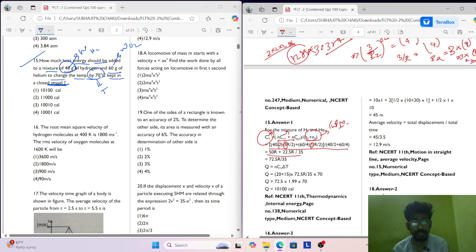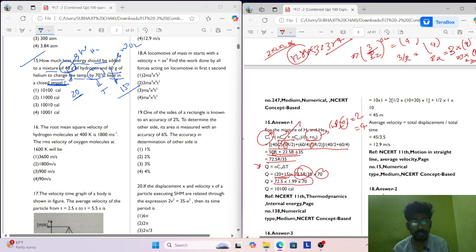Why is this divided by 2? Because the molecular weight of hydrogen is 2, molecular weight of helium is 4. As I told you, N is equal to W by M. Now this will be 20 and 15. Just add all of this: you will get 50R plus 22.5R divided by 35. From this you will get CV, and the heat transferred is given by the formula Q equals N CV dT. N is equal to 20 plus 15. How 20? 40 by 2. This is 60 by 4 means 15. So 35 into the CV value we already got, and the dT is 70.